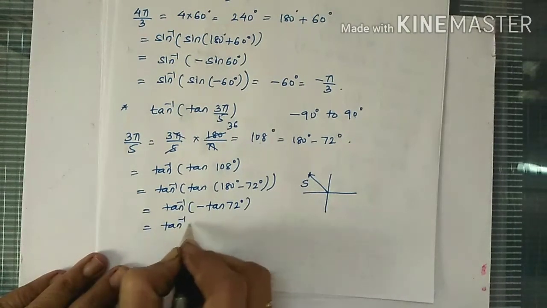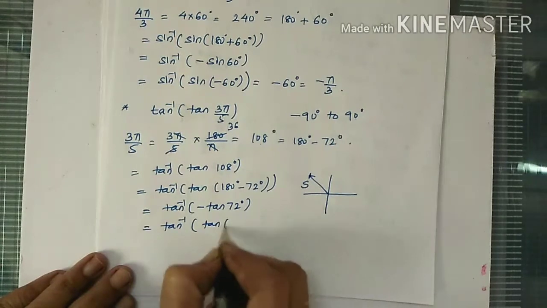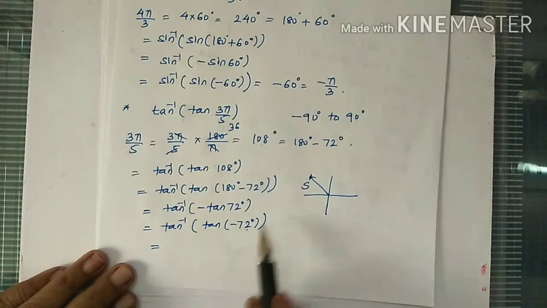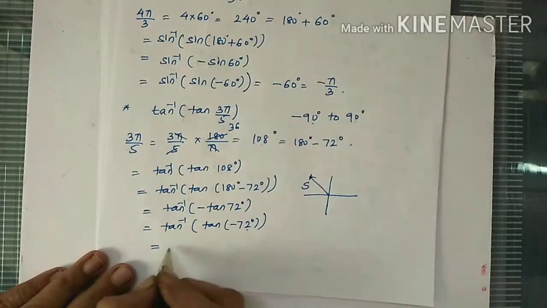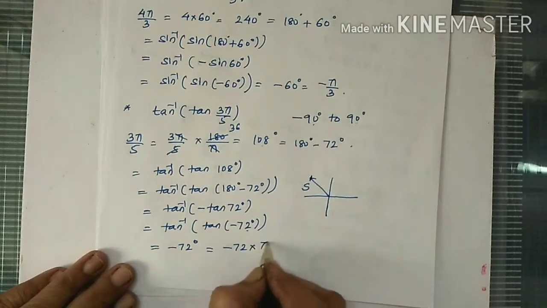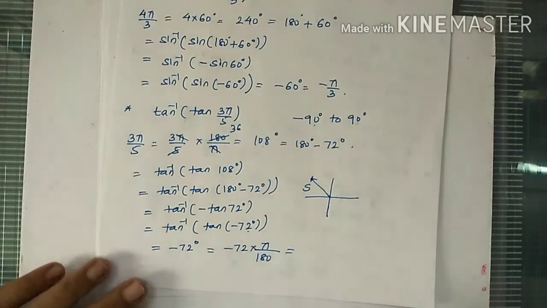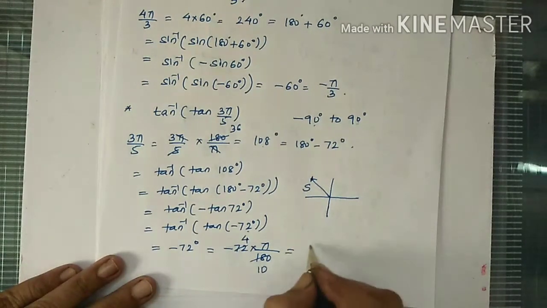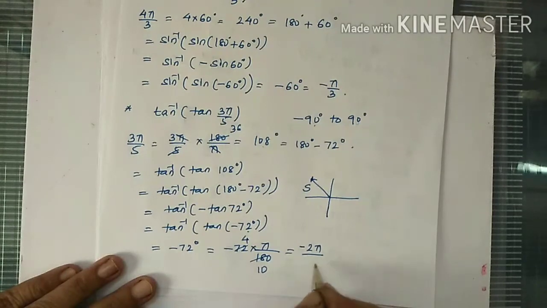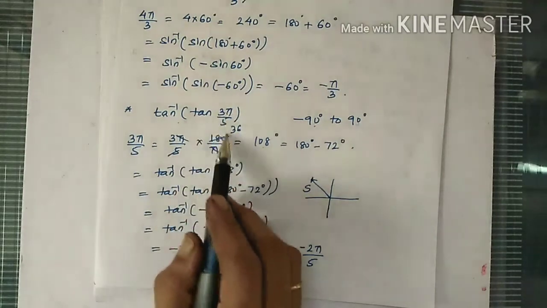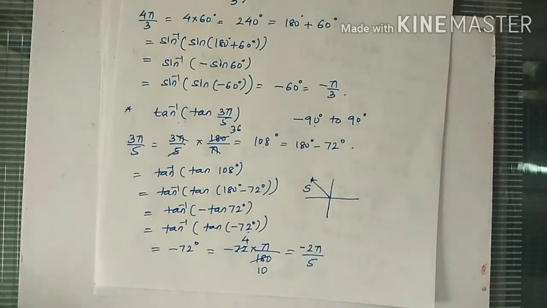And for tan and sine, it's really very simple. Just put this minus sign in the bracket. So that becomes tan inverse of tan of minus 72 degrees. And now this angle lies between minus 90 and 90. So our answer is minus 72 degrees. And just convert it into radian measure by multiplying by pi by 180. So dividing by 18, we get 4 pi by 10, and again dividing by 2, we will get minus 2 pi by 5. So tan inverse of tan of 3 pi by 5 is minus 2 pi by 5.